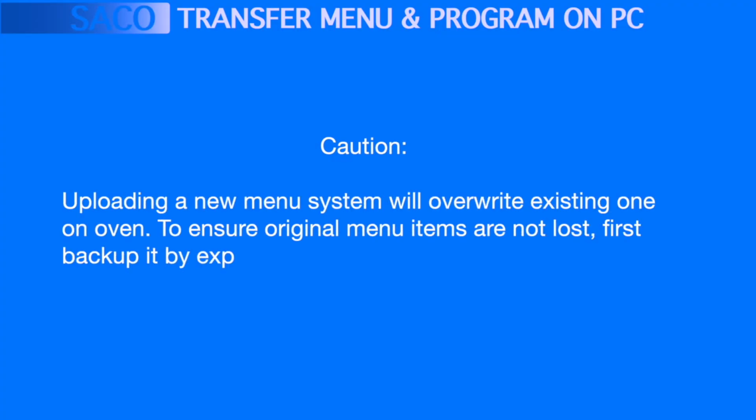Caution: uploading a new menu system will overwrite the existing one on oven. To ensure original menu items are not lost, first back it up by exporting it to USB 2.0 drive.